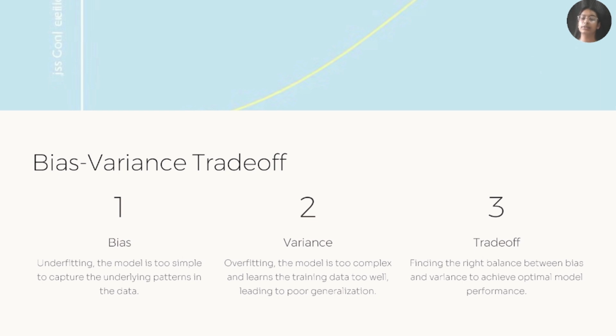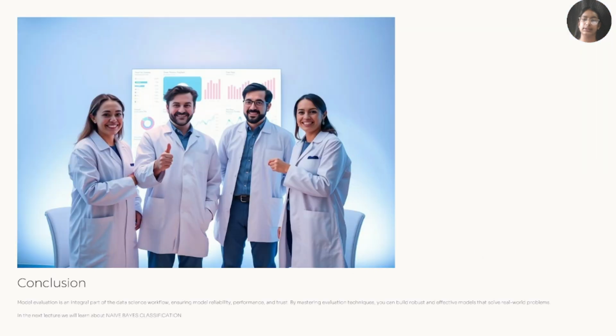Bias is underfitting: the model is too simple to capture the underlying patterns in the data. Variance is overfitting, and these are two poles apart. Variance means the model is too complex and learns the training data too well, leading to poor generalization. Underfitting is not a good thing, and neither is overfitting. So the trade-off is the solution. It is finding the right balance between bias and variance to achieve optimal model performance.